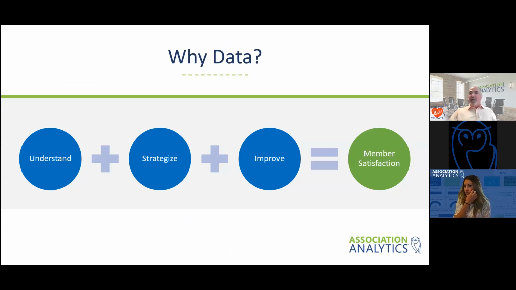And then just why data, where you're trying to get to. This is kind of the easy formula, tying together the things I just said. So if you can really understand your customers and needs, and you can apply strategy to define a path forward, then you're going to be able to do more with less because you're highly efficient. And what does that equal? What we're all trying to get to, which is member satisfaction.